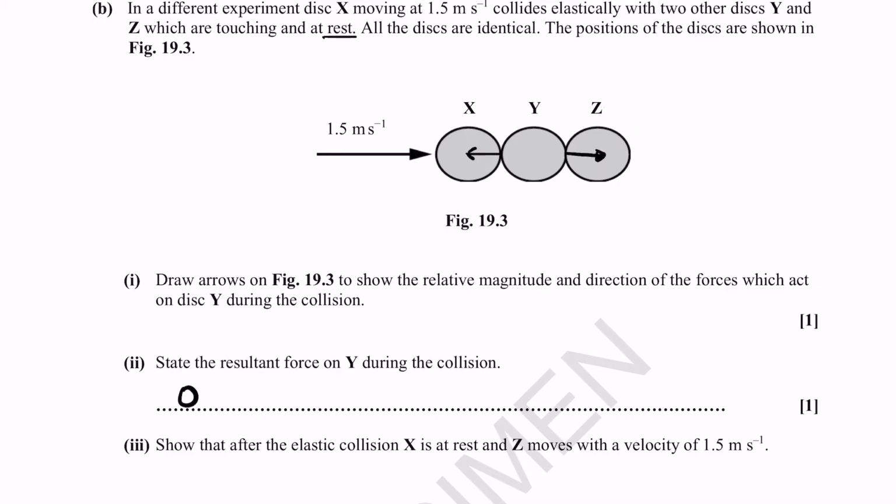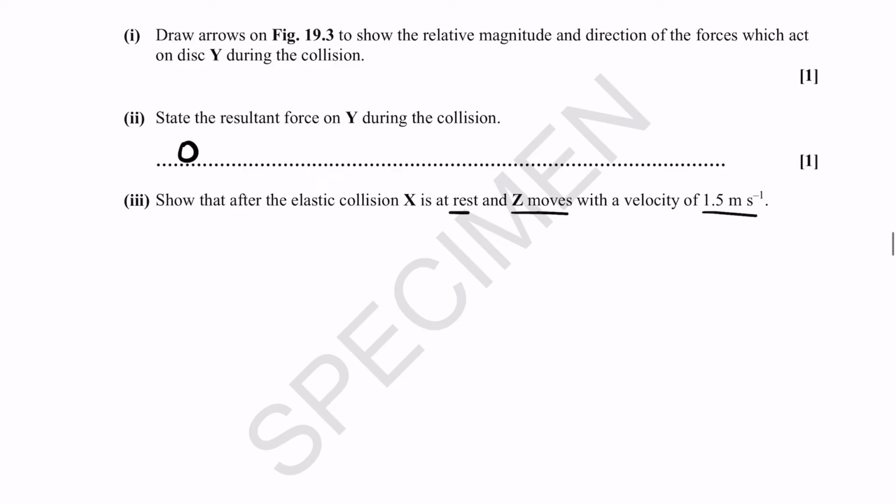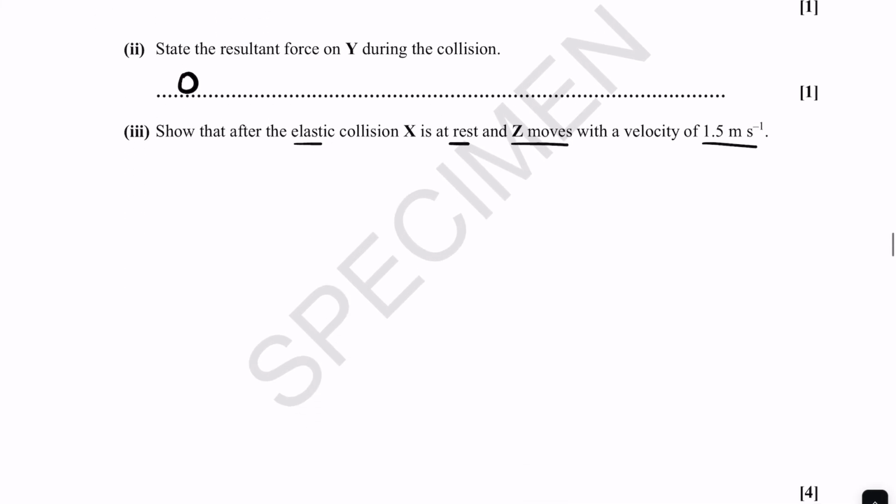State the resultant force on Y during the collision. It will be 0. Now, show that after the elastic collision, X is at rest and Z moves at a velocity of 1.5 meters per second. So elastic collision is where the kinetic energy is conserved. And if I think about this question in terms of momentum and kinetic energy conservation, I can work this out. The initial kinetic energy is just due to the motion of disk X, because that's the only thing that's moving.